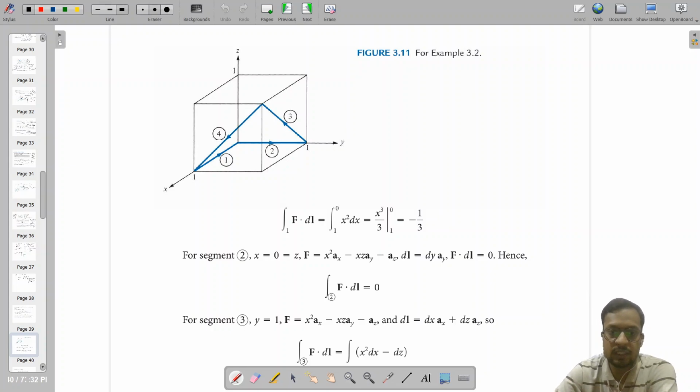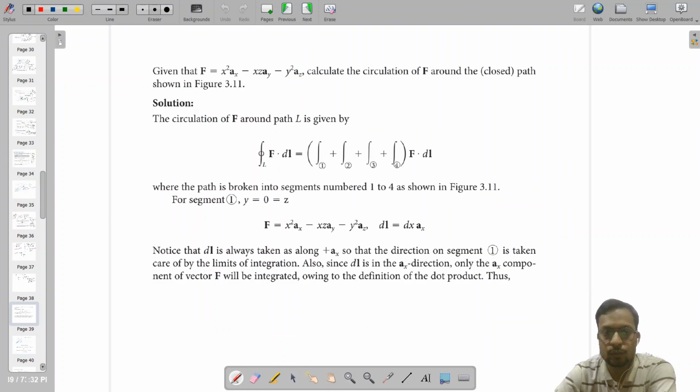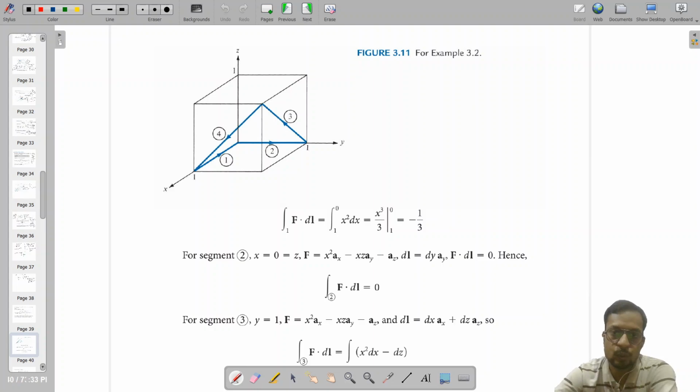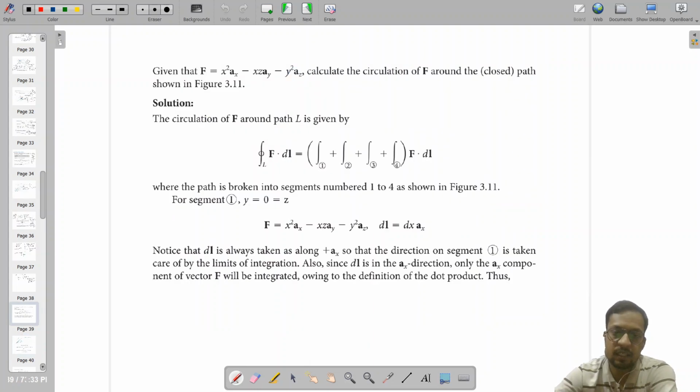So to evaluate the line integral here, this is a closed path. This is the case of the closed path. So to evaluate the line integral here, we have to divide these paths into four subpaths, that is path 1, path 2, path 3 and path 4, because the unit vector, that is the direction of all these paths, is different in different situations. So the closed line integral of F dot dl we have divided into four different parts.